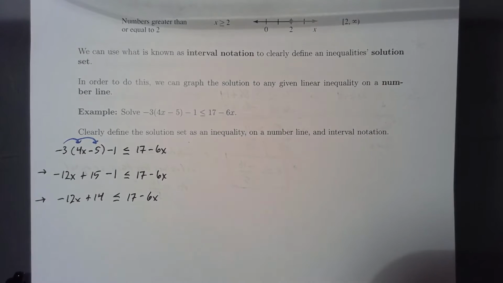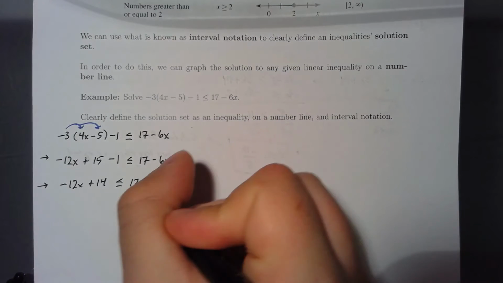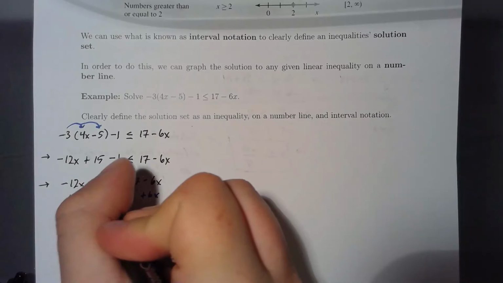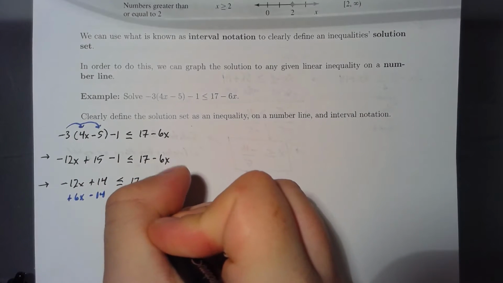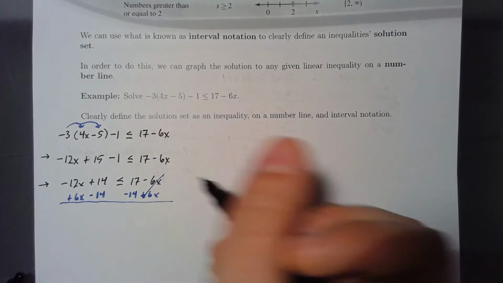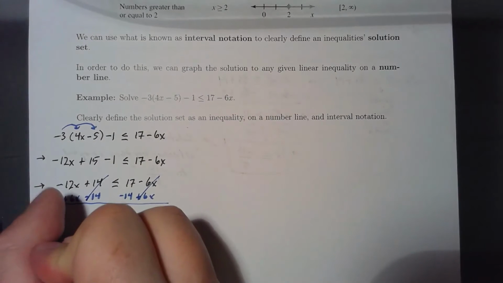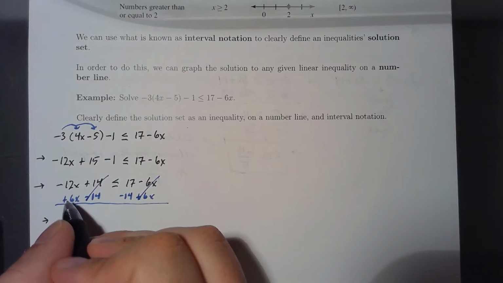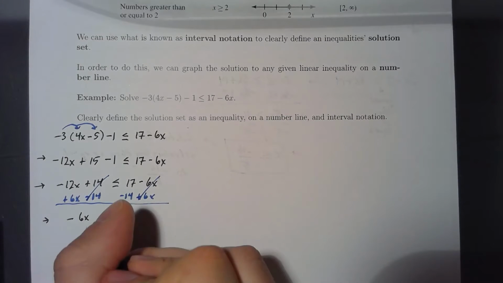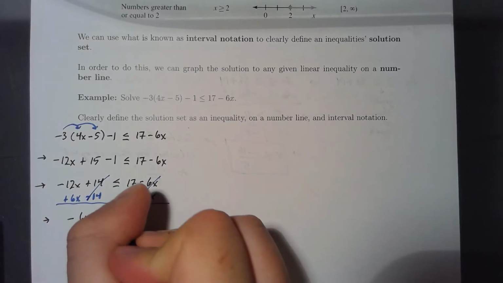Now from here, just get the x's on one side and numbers on the other. So I'll add 6x, and then I'll subtract 14. So that goes away. 14's go away. Negative 12x plus 6x is negative 6x, less than or equal to, and 17 minus 14 is 3.